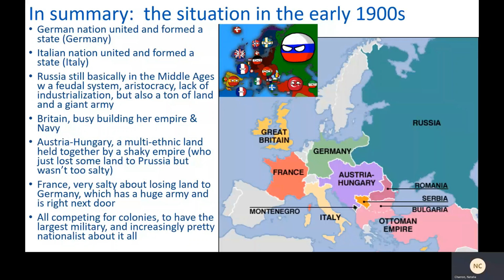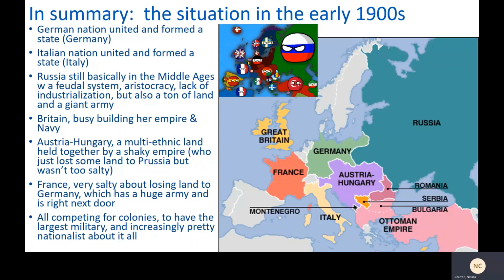In summary, the situation in the early 1900s was this. The German nation was united and formed a state called Germany. The Italian nation was united and formed a state called Italy. Russia was still basically in the Middle Ages with a feudal system, an aristocracy, no industrialization, but also a ton of land and a giant army. Britain was busy building her empire and her navy.